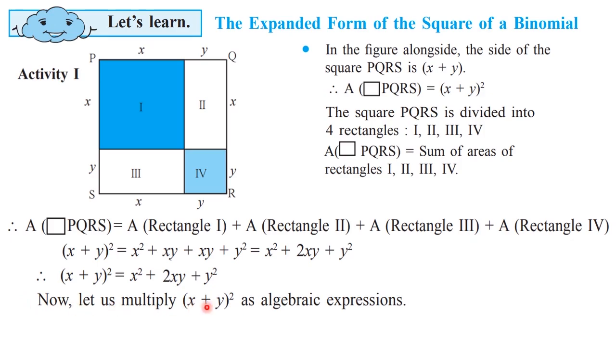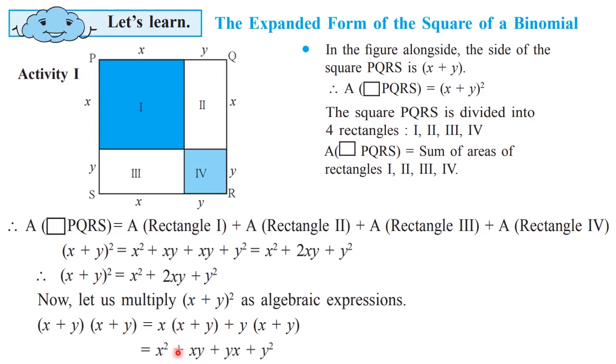So now let us multiply x plus y the whole square as algebraic expressions. So it will be x plus y, then bracket x plus y, is equal to x into x plus y plus y into x plus y, right? So now let us multiply. So x into x will be x square, then plus xy, then plus yx plus y square, right? So therefore x plus y the whole square is equal to x square plus 2xy plus y square.